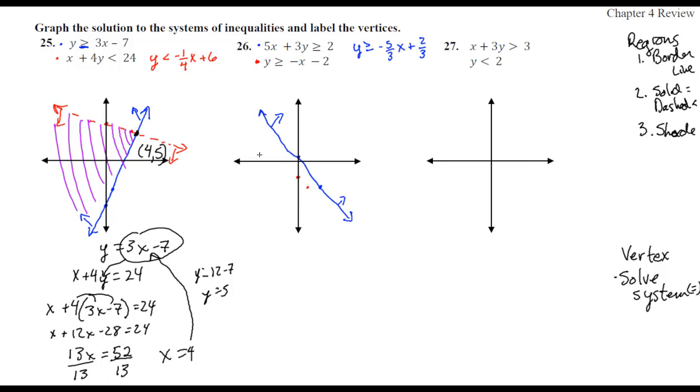And so this guy, oh boy, looks like something like that. They both have negative slopes. And let's see, if it says y is above this line, so we're going that way. Wow, that's a lot of purple going on.